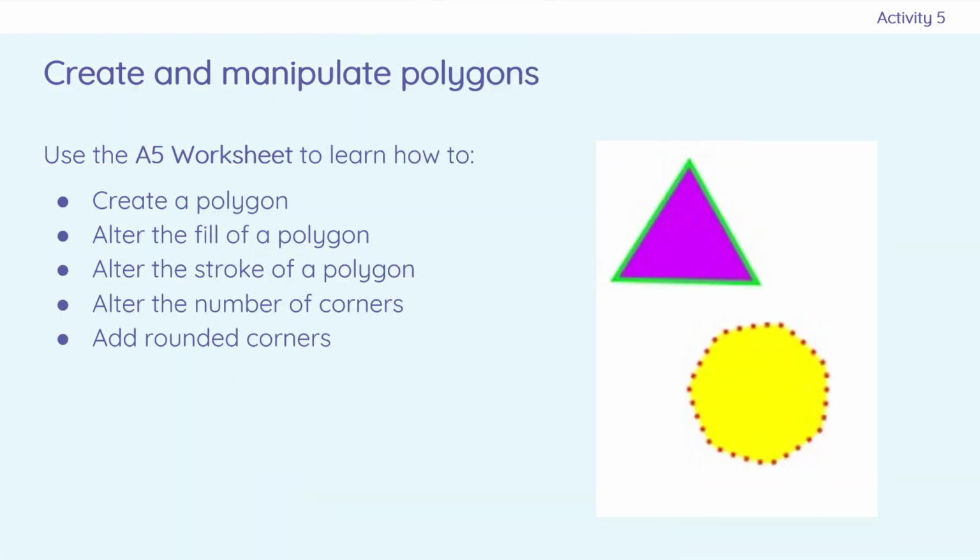Next, we're going to learn how to create and manipulate polygons. Polygons being a shape with multiple sides to it. We're going to learn how to create one. Again, we'll be able to change the fill and the stroke of these, but we'll also be able to change the number of corners, the number of sides, and look at some of the properties such as adding rounded corners to our polygons. Okay, once again, I am going to switch to Inkscape.